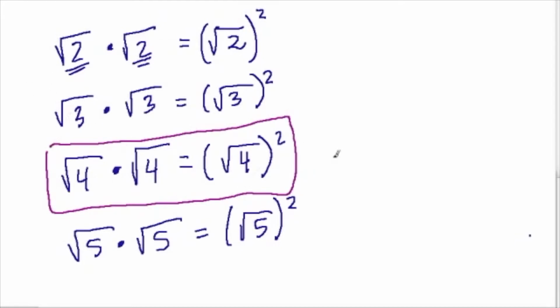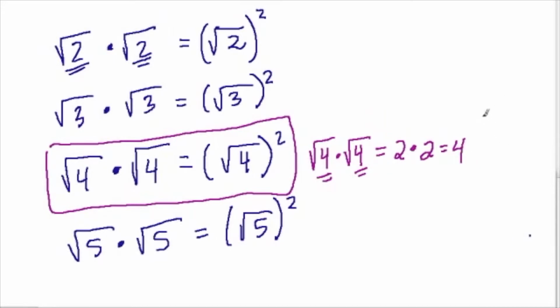these tougher examples. Well, let's solve this, right? We have the square root of 4 times the square root of 4. What is the square root of 4? Well, it's 2, okay? And this is 2. So this really is equal to 2 times 2, and that's 4.